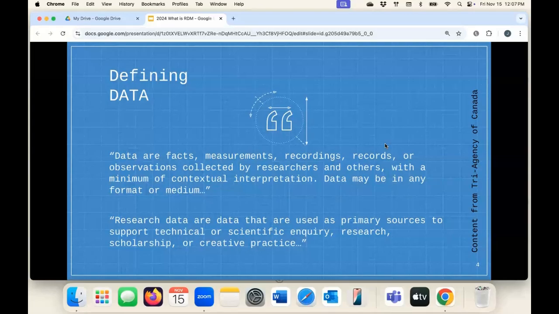So this is a quote from the Tri-Agency's Research Data Management Policy. Tri-Agencies is the three big funders at a national level from Canada. So CIHR, NSERC, and SSHRC. They represent the health group, the science group, and the social sciences and humanities. And they are really one of the big drivers of this conversation right now in Canada because they are starting to require some discussion of research data management in funding applications and things like that.